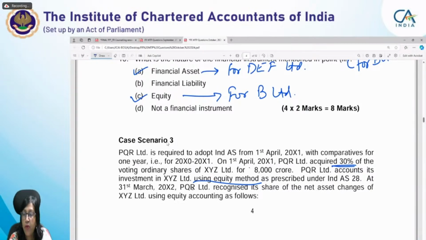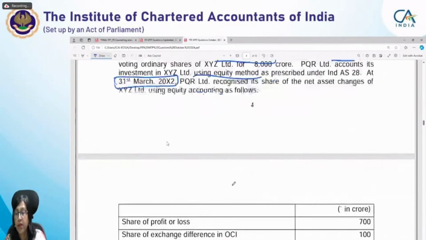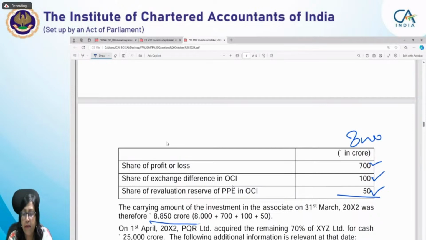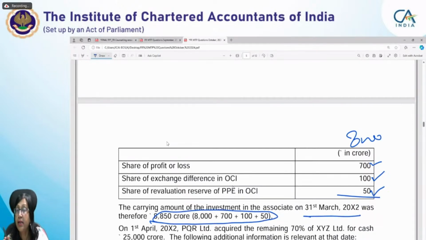The acquisition was done on 1st April 20X1, and now we are coming to 31st March 20X2. On 31st March 20X2, PQR Limited recognized a share of net asset changes. So what happens under the equity method? To the cost of investment, any share of profit is added. There are three types of share added to the value of the investment: to 8,000, share of profit and loss 700, share of exchange difference which is through OCI, and share of revaluation reserve of property, plant and equipment which is also through OCI. So total value on 31st March comes to 8850.